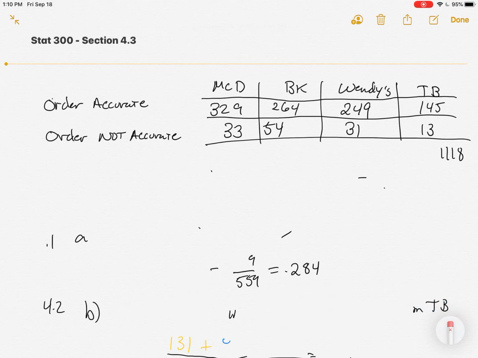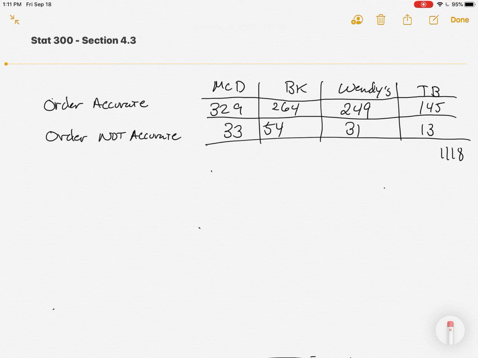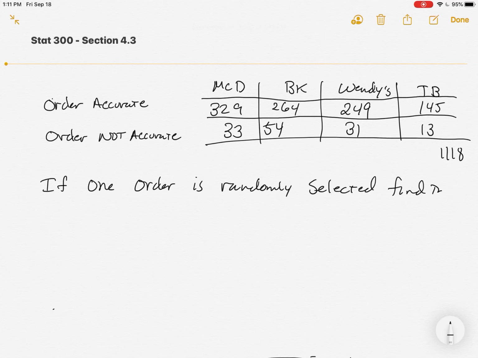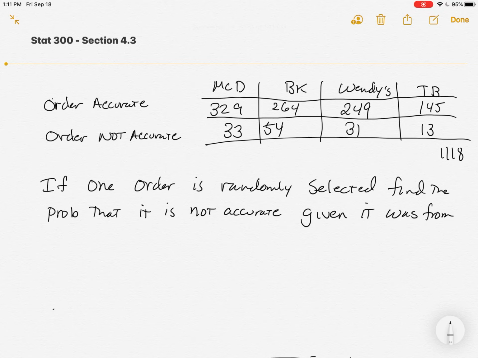Okay, so what's the question going to look like for conditional probability? You have that definition that I gave you earlier. You're given some piece of information. There's a condition that's already been met, and you're answering the question. So this is a conditional probability question. If one order is randomly selected, find the probability that it is not accurate given it was from Burger King.